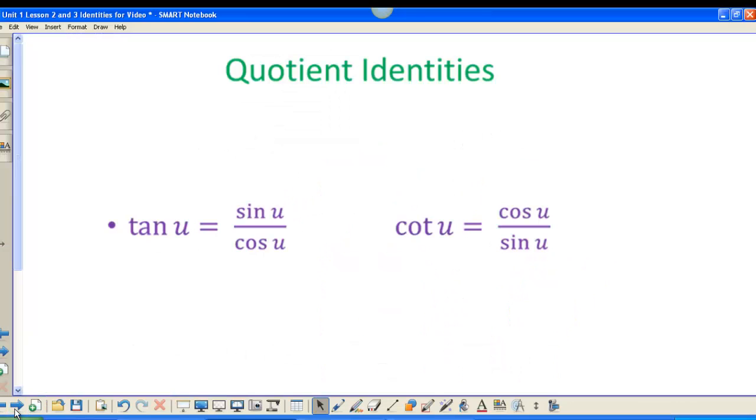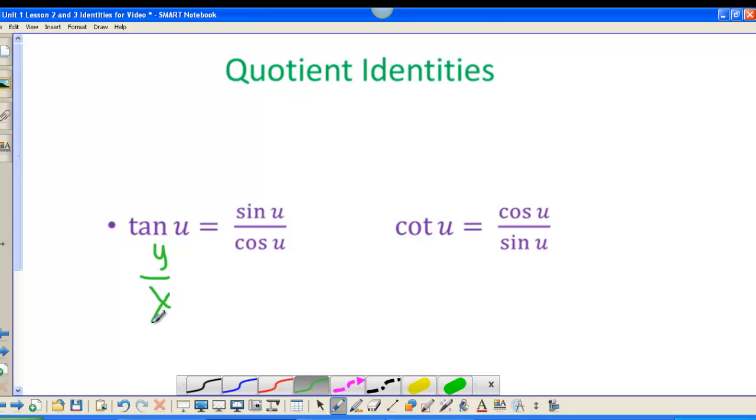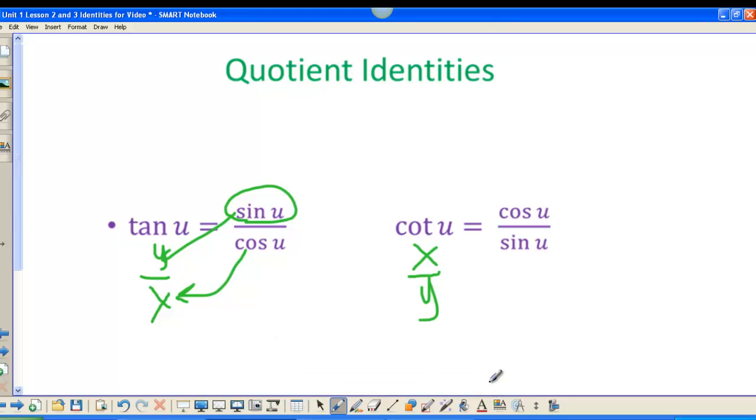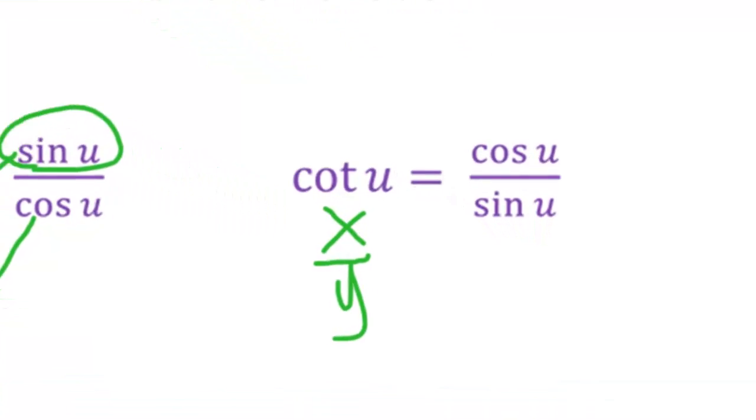The next group of identities are the quotient identities, and hopefully this makes sense. If we know that the tangent is y over x, and we know that the cotangent is x over y, we know that the sine, when we talk about the unit circle, is equivalent to the y coordinate, and the cosine is equivalent to the x coordinate. So it should make sense that the tangent is equivalent to the sine over cosine, and the cotangent is equivalent to the cosine over sine.